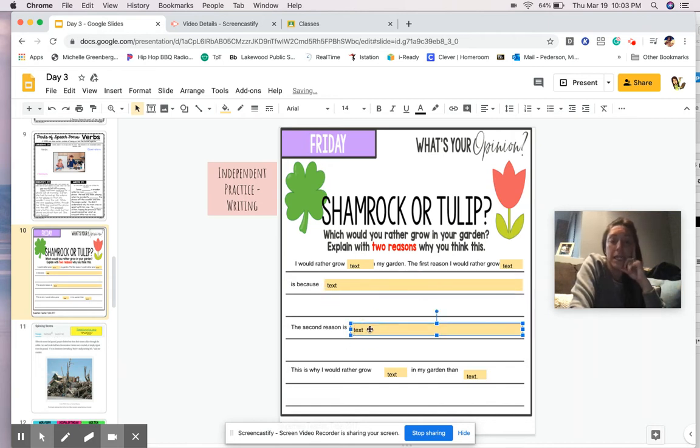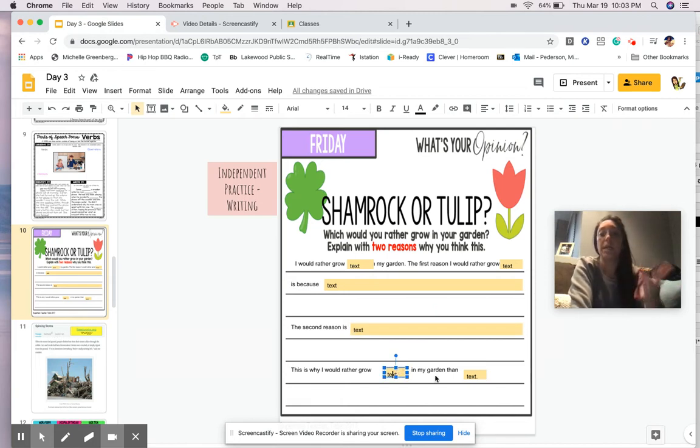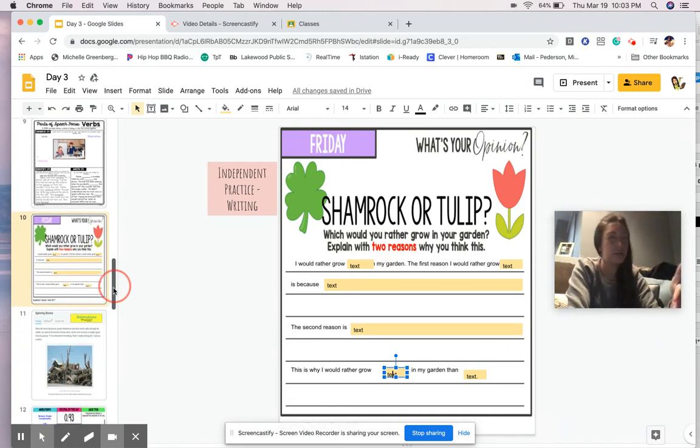The second reason is, then you would put your second reason why you would rather plant shamrocks or tulips in your garden. This is why I would grow shamrocks in my garden, then tulips. Or this is why I would grow tulips in my garden, then shamrocks. Okay, so you guys know what to do. We've done this in class before.